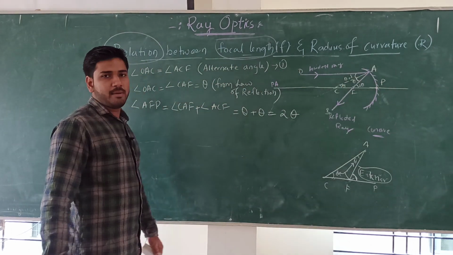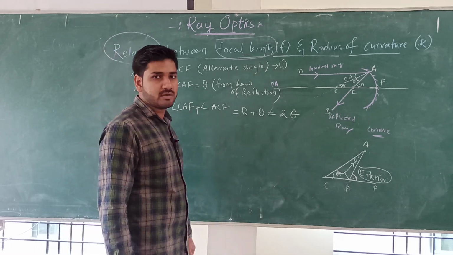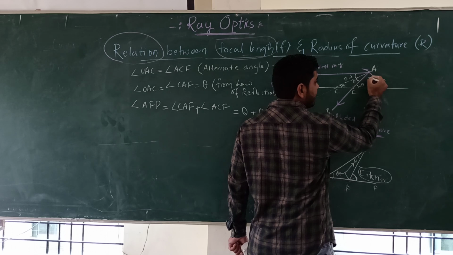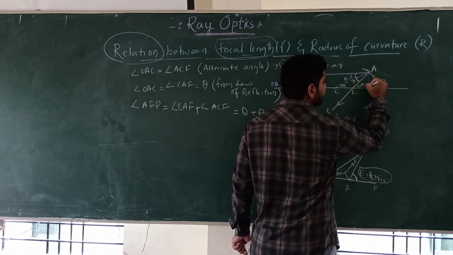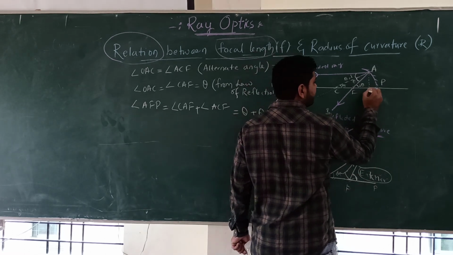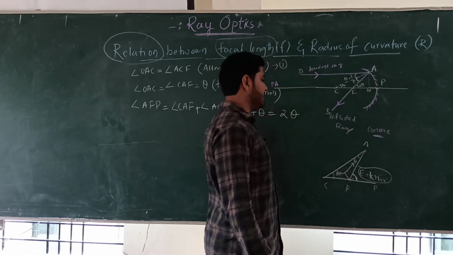Now what I am doing? I am drawing one perpendicular to the principal axis at point A. This is the point, and I am drawing one perpendicular here. So this is one perpendicular to the principal axis, and I am giving it the name N. So this is N.